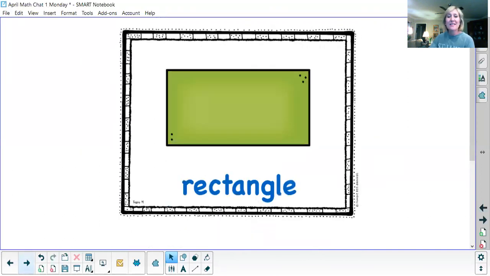The next one is a rectangle. Now, a rectangle is different from a square. They both have 4 straight sides and 4 corners or vertices, but a rectangle is kind of like a stretched out square. It's like if I took a square and stretched it out so that I have 2 long sides and 2 short sides. That is a rectangle.